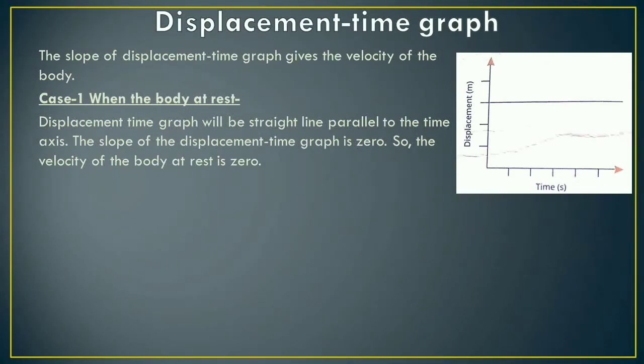You can see in the graph, it is a straight line. Actually, the slope is 0. So the velocity in the displacement time graph will also be 0.